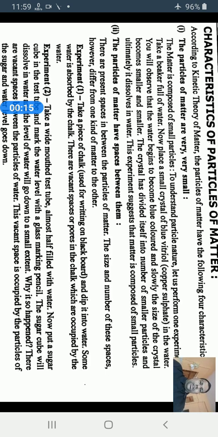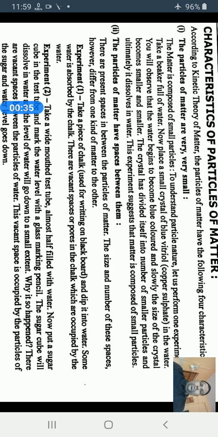Last time we discussed our basics of matter. In that, we saw the physical classification and chemical classification of matter. So today we are going to discuss the characteristics of particles of matter.